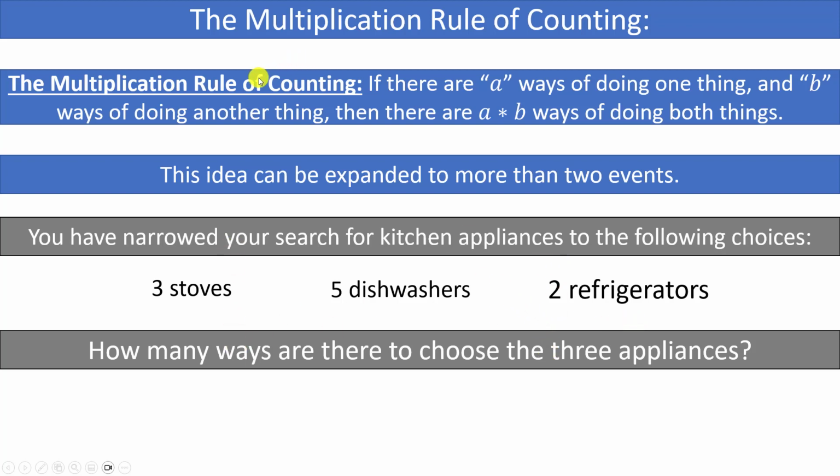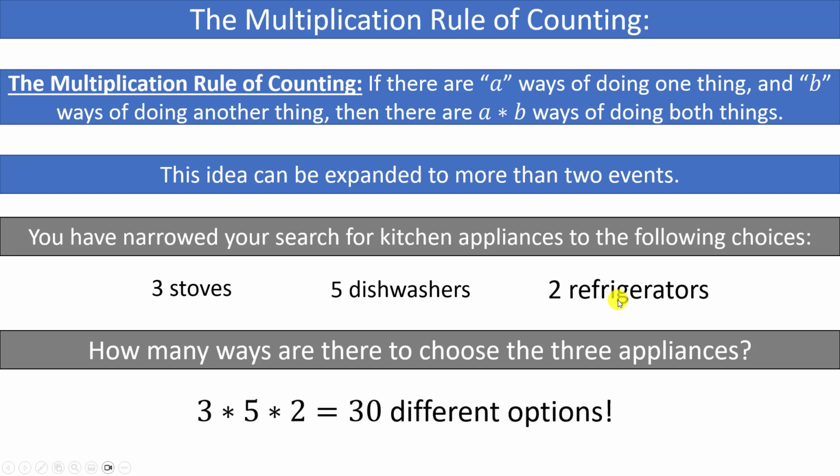Well, based on the multiplication rule of counting, if there are 3 ways to do one thing, 5 ways to do another, and 2 ways to do a third, then the way to do all those things together would be to simply multiply all of those options together. So we have 3 times 5 times 2, which gives us 30 different options for our appliances.